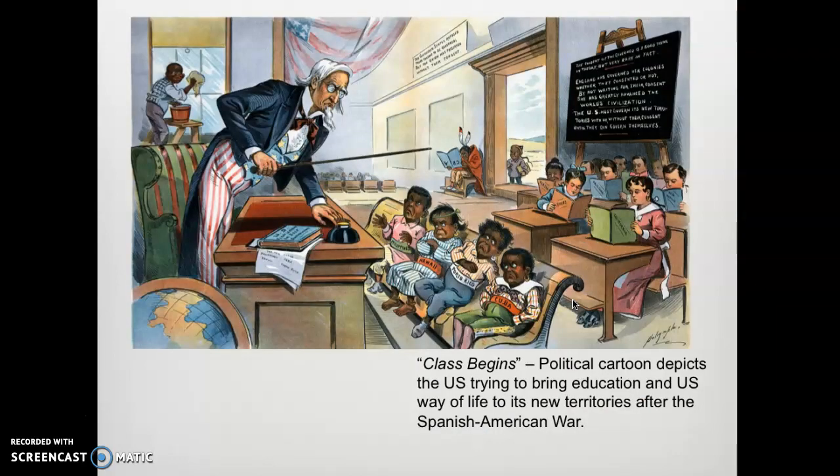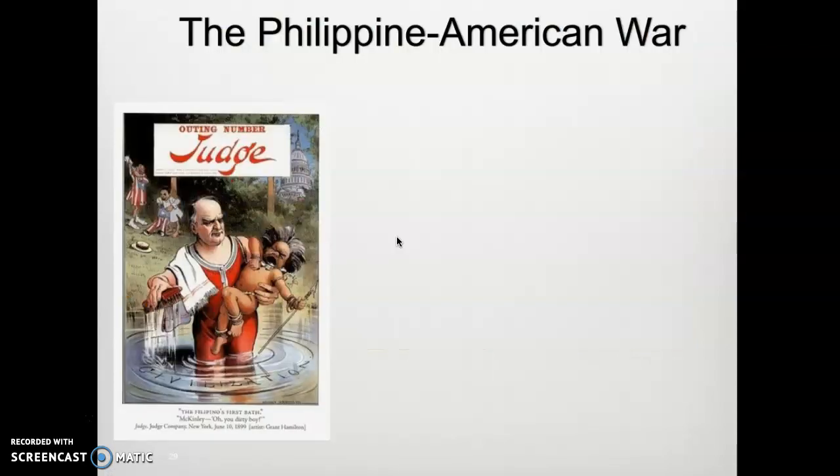Here's a political cartoon depicting U.S. imperialism, with the United States being shown as the teacher of a class against students who are resisting the new territories acquired after the Spanish-American War: Cuba, Puerto Rico, Hawaii, and the Philippines. So this kind of demonstrates that imperialistic attitude that America had, that America thought it was its place to educate and bring its civilization to these foreign territories. But this had violent consequences, like the Philippine-American War.